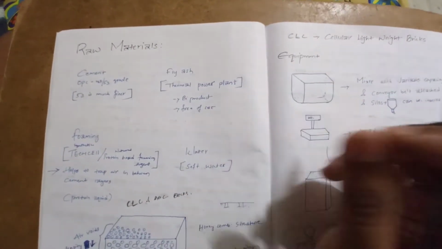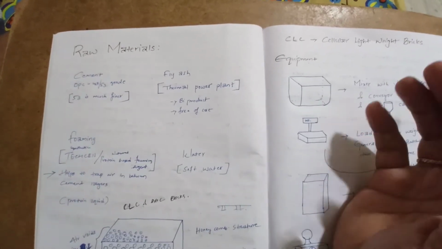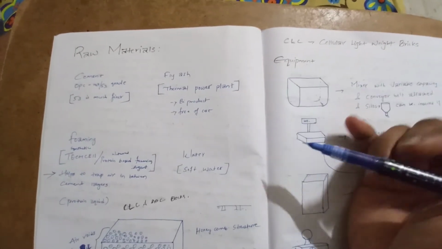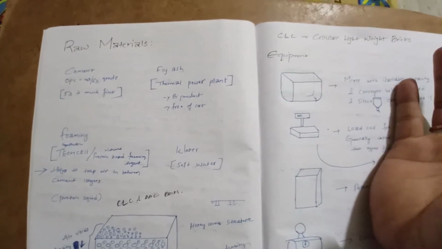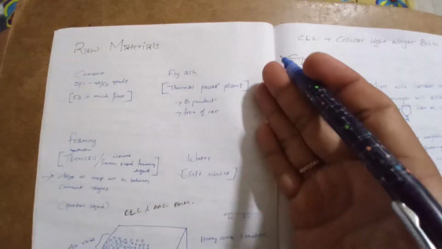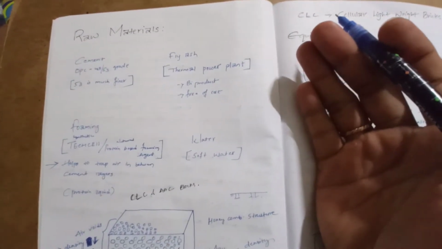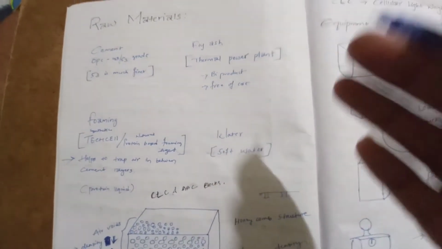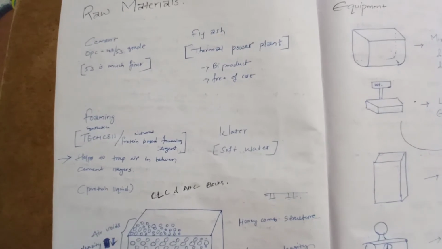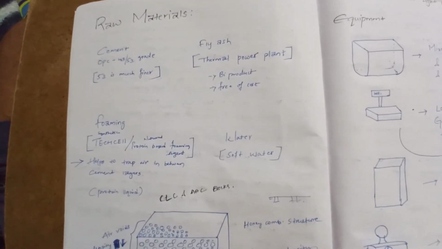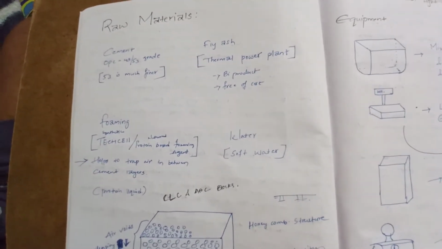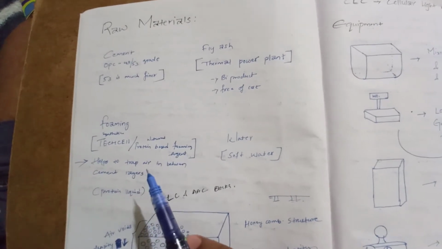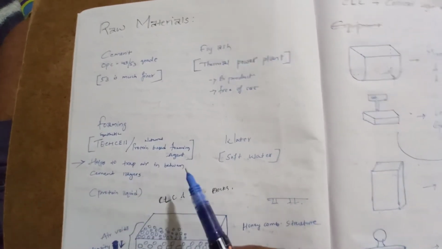Fly ash is a byproduct from thermal power plants, which we need not buy. Transportation will be the only cost we will be paying, and then we'll be using some foaming agents. This foam is the one which makes the brick cellular. Foams are of two kinds, synthetic foams and natural foams.